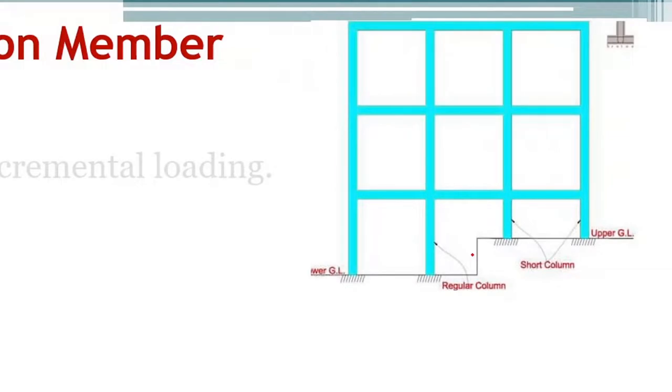Here is a picture which gives a rough idea about where you can have a short and a long column. If you look at this column, its length is relatively higher compared to this column. So this one is called a short column, and this one is called a long column. Again, I want to stress that column classification is not only based on length, it is based on the slenderness ratio. So with the length alone, you can't exactly say which is short or which is long.